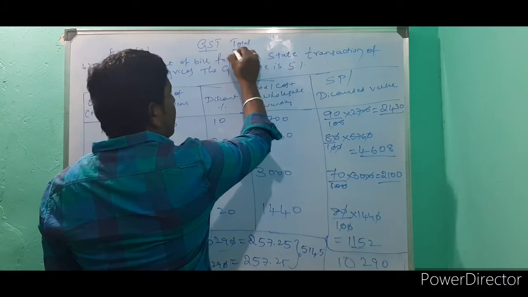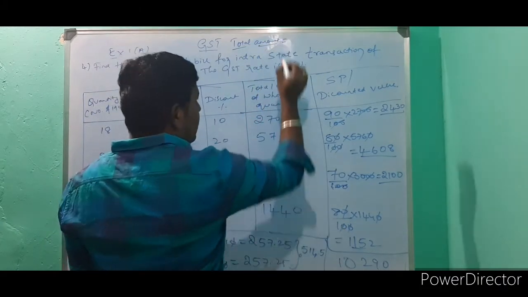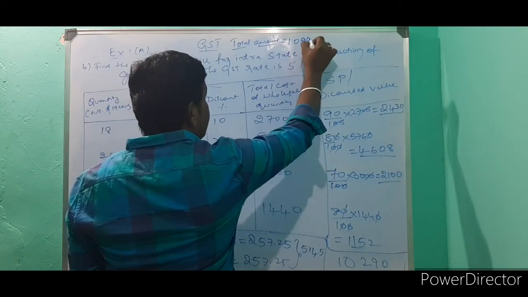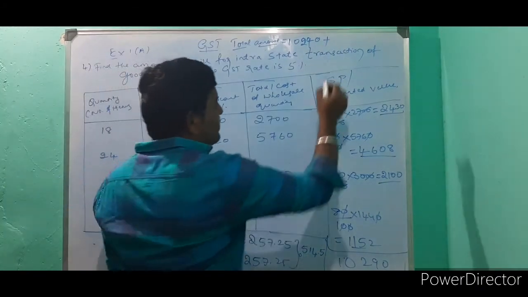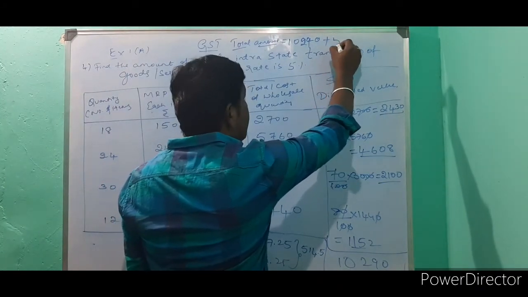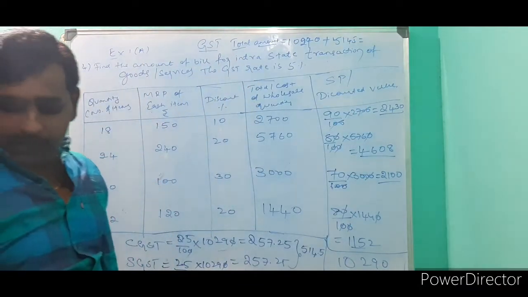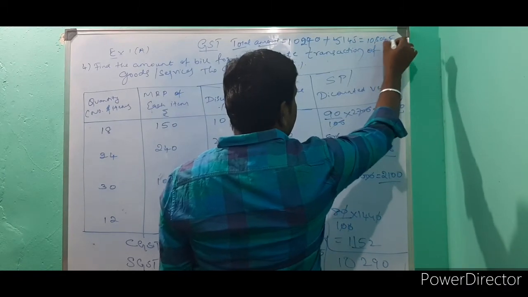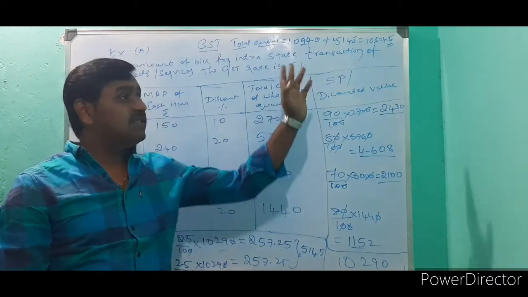Then the total amount is equal to 10,290 plus the total amount of CGST and SGST, 514.5. The total figure is 10,804.5. That is the answer for this question.